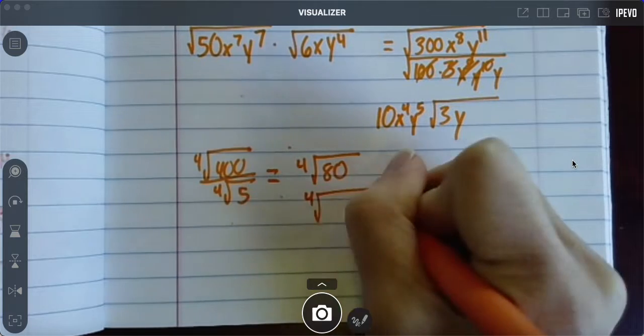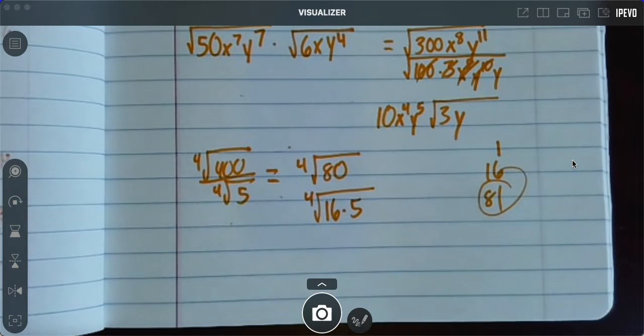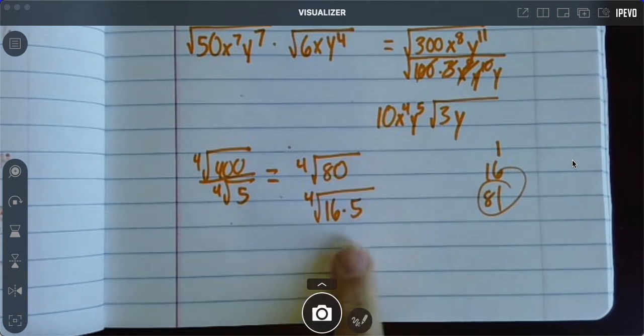So let me rewrite that. 16 times 5. I just used my calculator to figure that out, right? I was like, okay, 80 divided by 16. Yes, it works. It's 5. So what is the 4th root of 16?